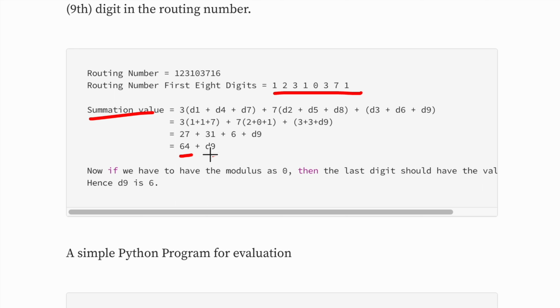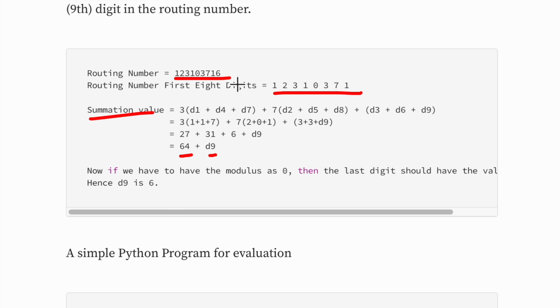So 64 plus 6, a single digit which will make this divisible by 10. What is the single digit which can make it divisible by 10? That is 6. So the last digit of this routing number would be 6, which you can see here. So that's how you can derive the last digit if you know the first 8 digits of a routing number.